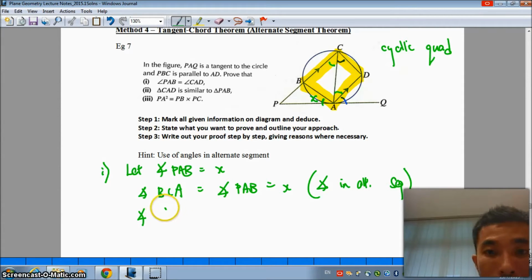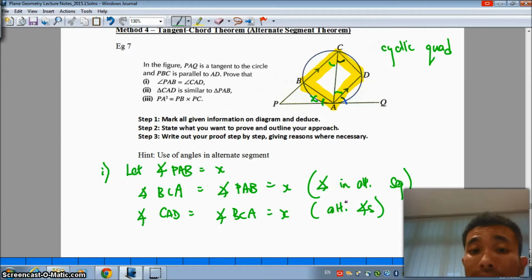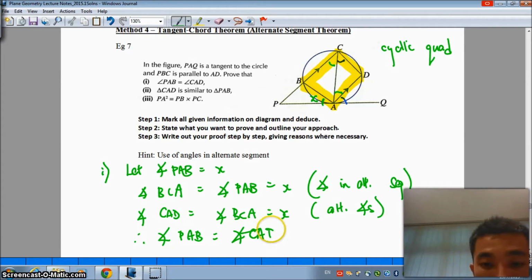angle CAD will then be equal to angle BCA, and this is in turn equal to X because of the use of alternate angles. Last but not least, since all these angles are equal to X, therefore angle PAB must be equal to angle CAD. Proven.